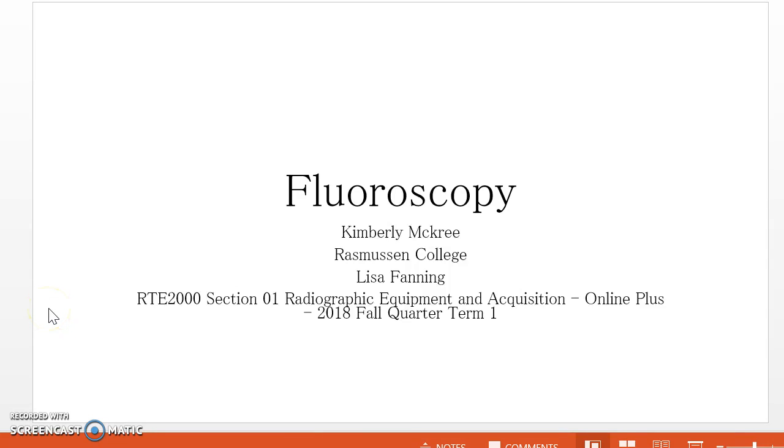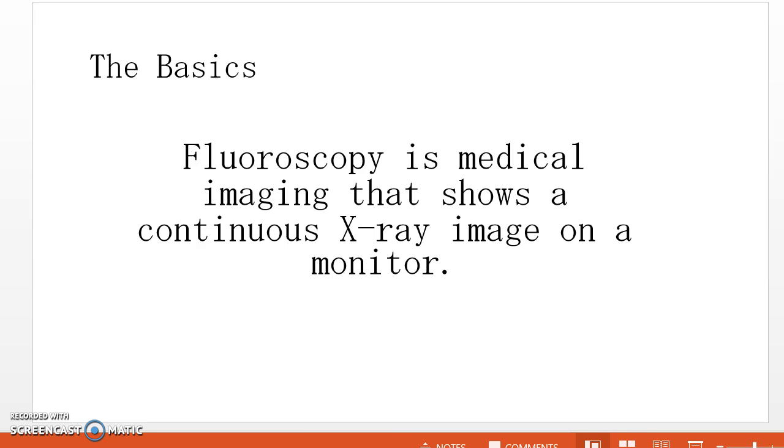This is my PowerPoint on fluoroscopy. So we'll start with the basics. Fluoroscopy is medical imaging that shows a continuous X-ray image on a monitor. I chose fluoroscopy because I didn't know too much about it prior to doing this project, in comparison to the other options that were available. And I just thought it was interesting. And so let's get into it.